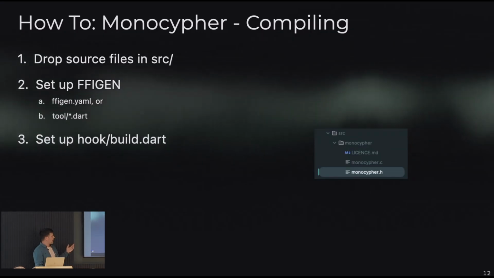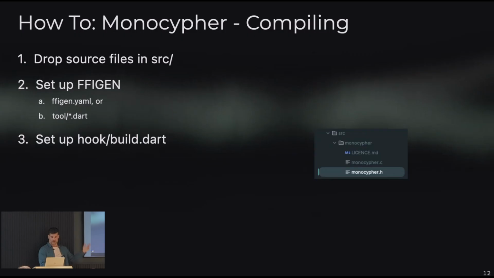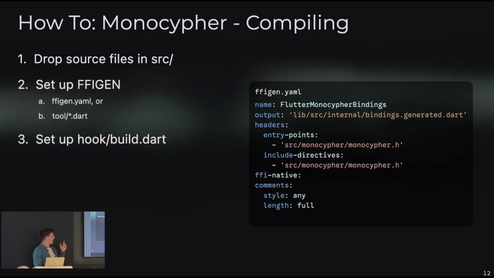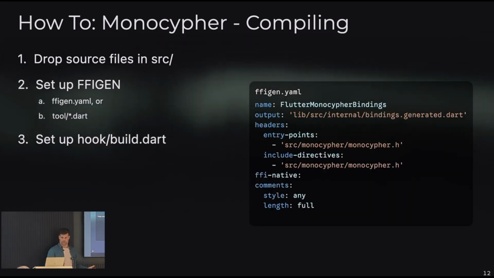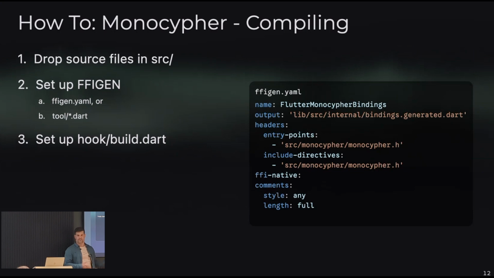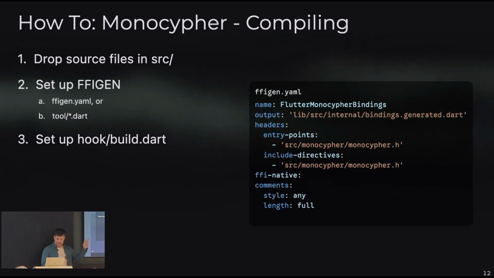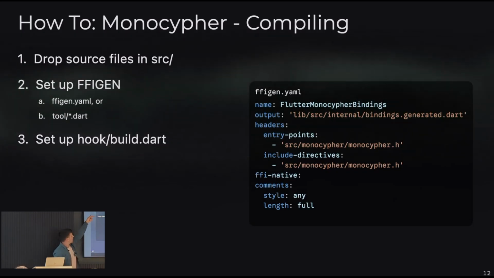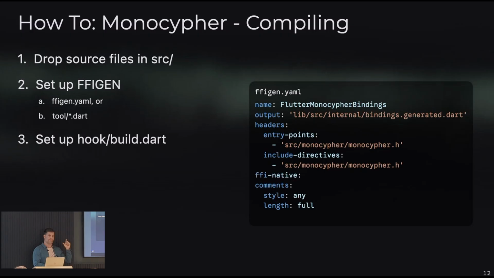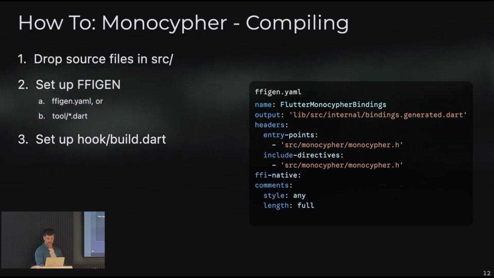In the root of your Flutter project, you just drop monocipher.c and monocipher.h. Then you have to set up an FFIGen config, a template here. What it says is this is where you find the header files. That's going to tell your program how to talk to the library. And it's basically just what you need to do, something like this. And then this is telling it where to output the code. So you'll have these generated bindings, which let you call from Dart code directly into the library.